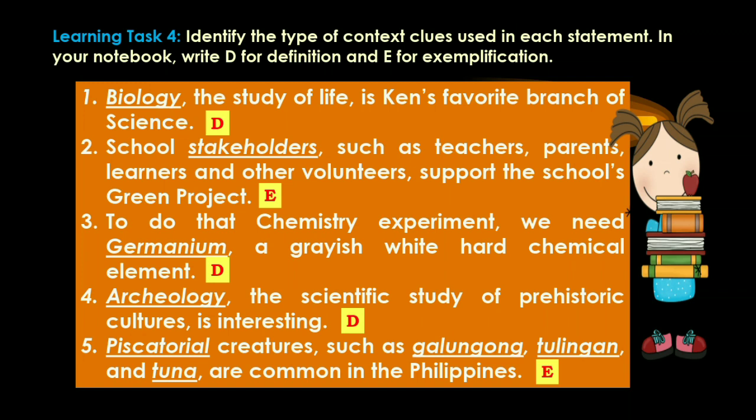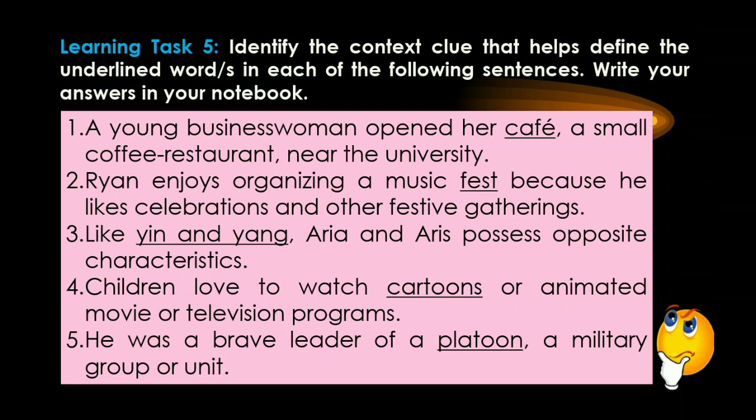So this time, we'll have learning task number 5. In learning task number 5, you're going to identify the context clue that helps define the underlined word or words in each of the following sentences. Write your answers in your notebook.